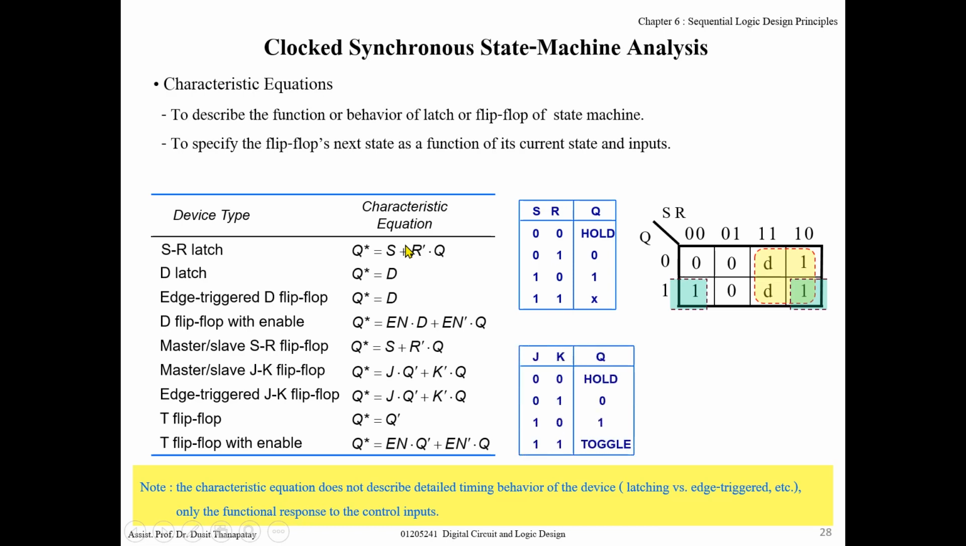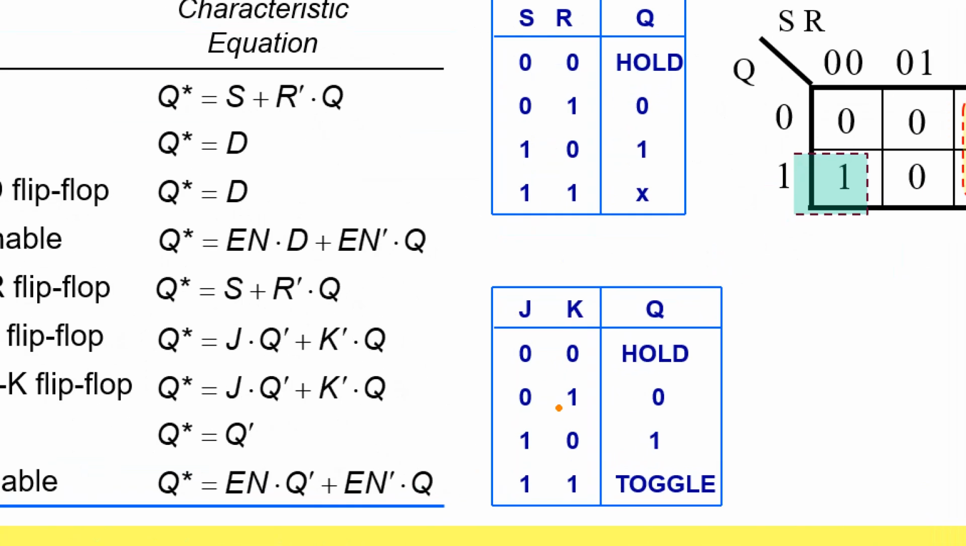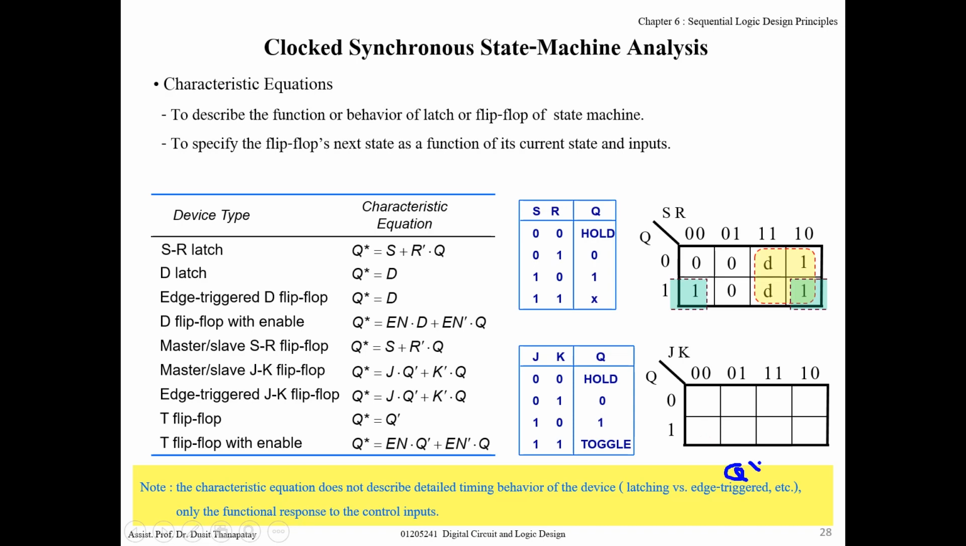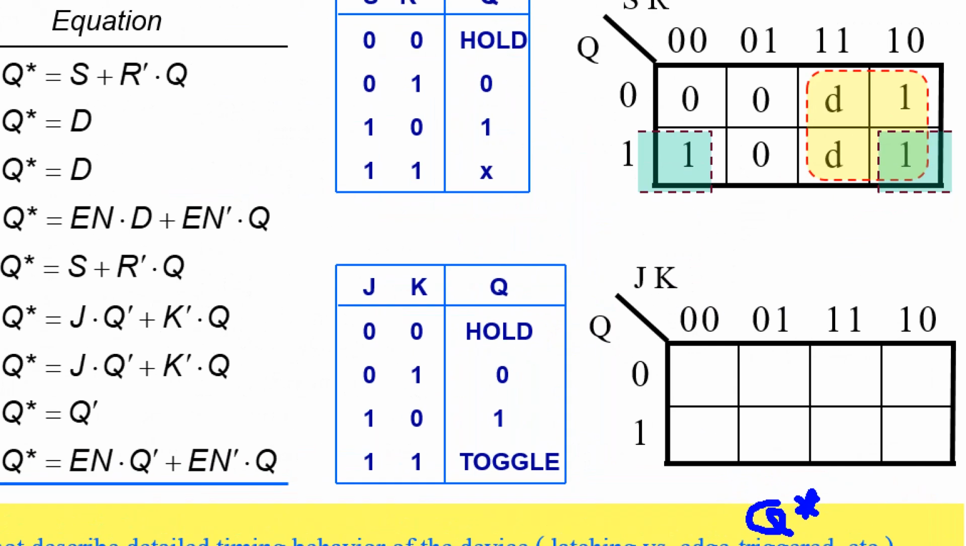And how about JK? For JK, it will be hold mode when JK is 0, 0, and when K is 1 it is reset. When J is 1 it is set. When JK is 1, 1 it is toggle. Again, you can use a K-map to find the equation for Q star.